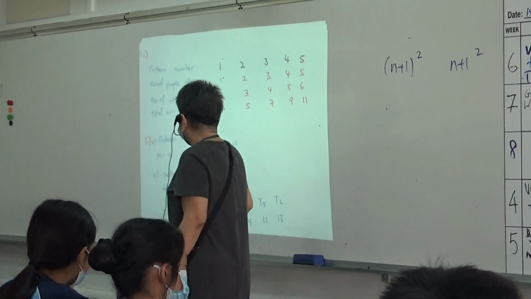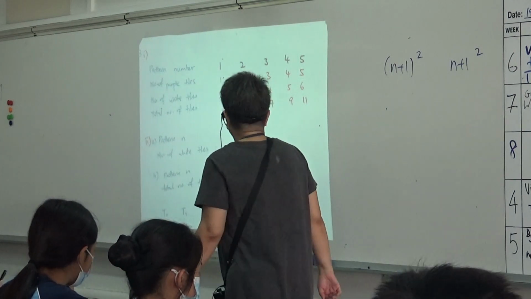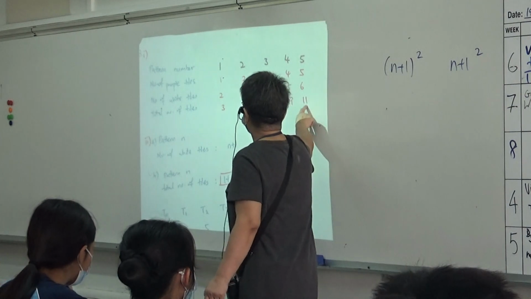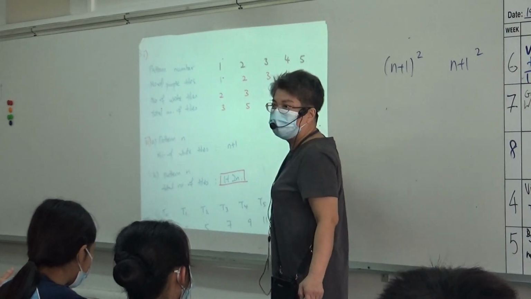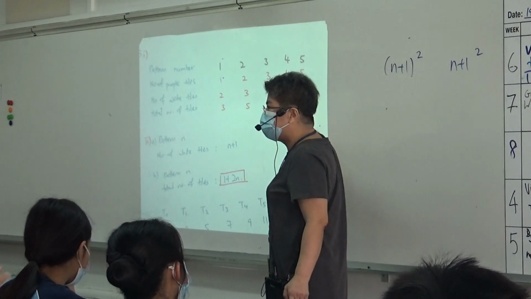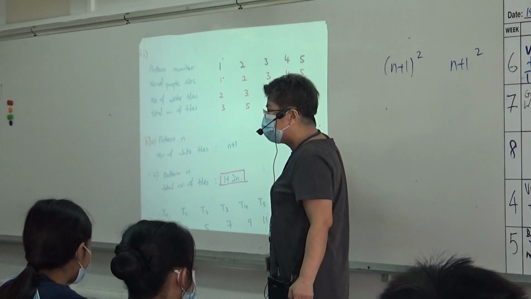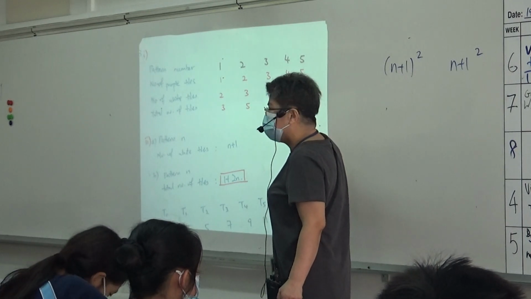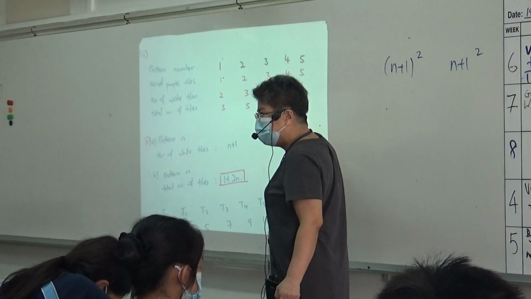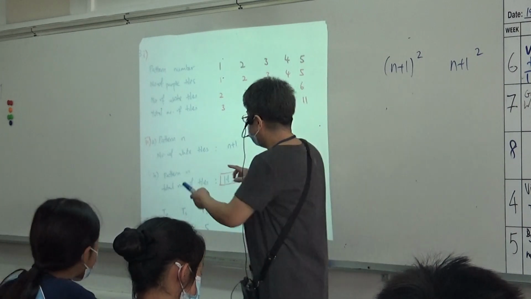Okay, next one. Pattern n, total number of tiles. Now how to get this? It's actually 2n plus 1, right? Or 1 plus 2n. Agree? Also can. Agree? Yes or no? Yes. But actually how do we do it?